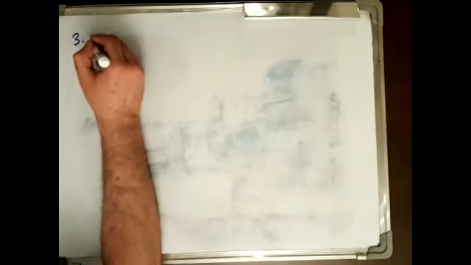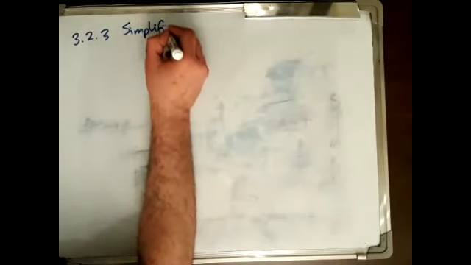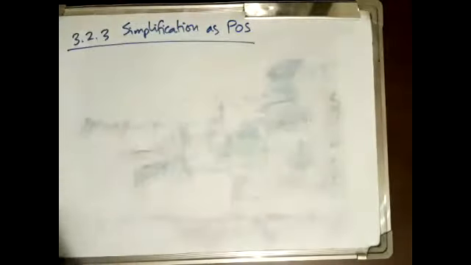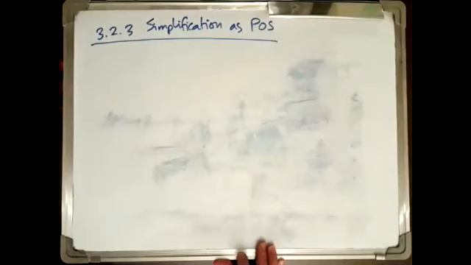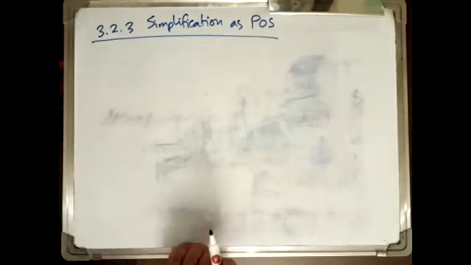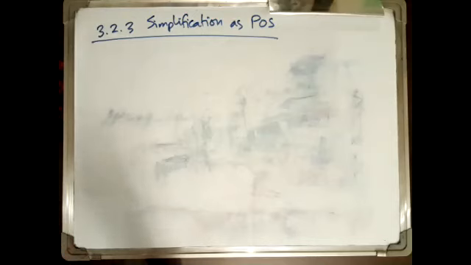So this is the topic of the following subsection, 3.2.3, which is simplification as product of sum. Now, if you remember, product of sum is related to the product of max terms. So if we want to simplify a function into a product of sum, we might think that we need to define the map in terms of the max terms. However, this will become confusing for most of us. In this case, we will be working with two types of maps: a map defined in terms of min terms, and a map defined in terms of max terms.